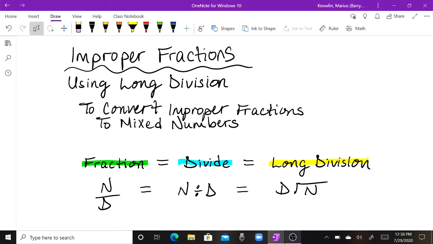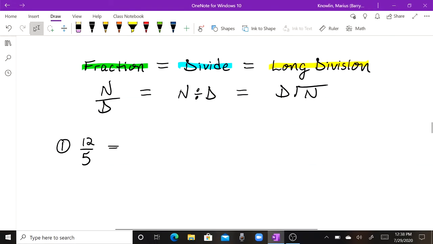Let's talk about improper fractions. And more specifically, we want to talk about using long division to convert improper fractions to mixed numbers. So I've already taken some time to write out this little chart so we can understand what fractions look like and how that's similar to division and how that relates to long division. Okay, so let's go ahead and take a look at number one.